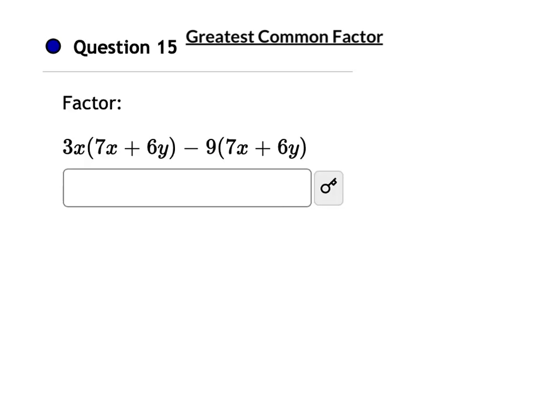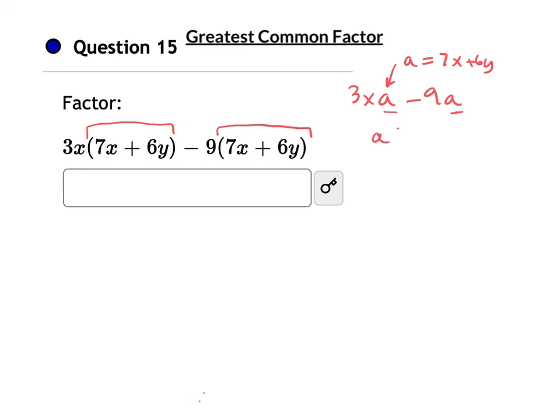This last one's a little weird, and the reason I'm giving you this question is because it leads to something we're going to learn in a few days, maybe next week. We can learn to see that there's a GCF here, and it's just a funny looking GCF. Do you see how this is in both terms? Think of this like 3xa minus 9a, where that a is 7x plus 6y. See, they both have an a in them.